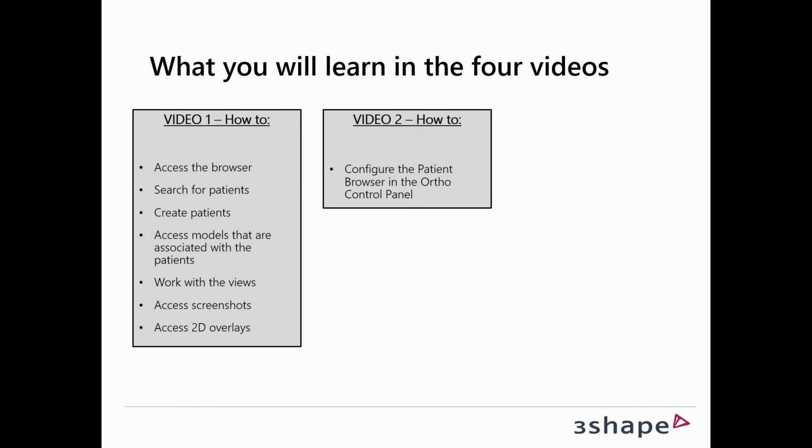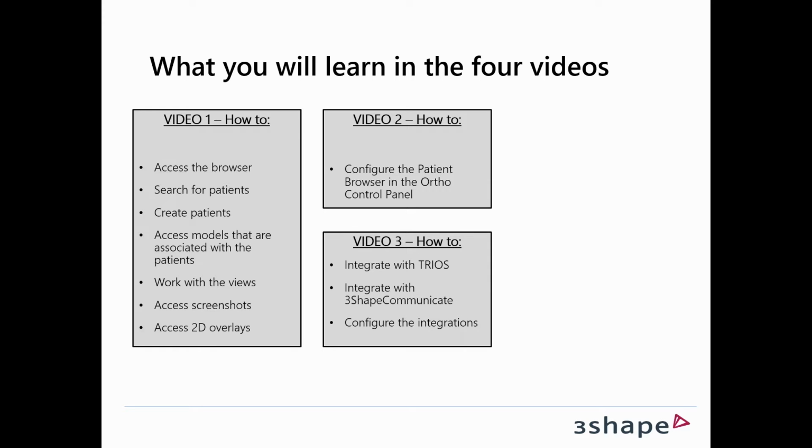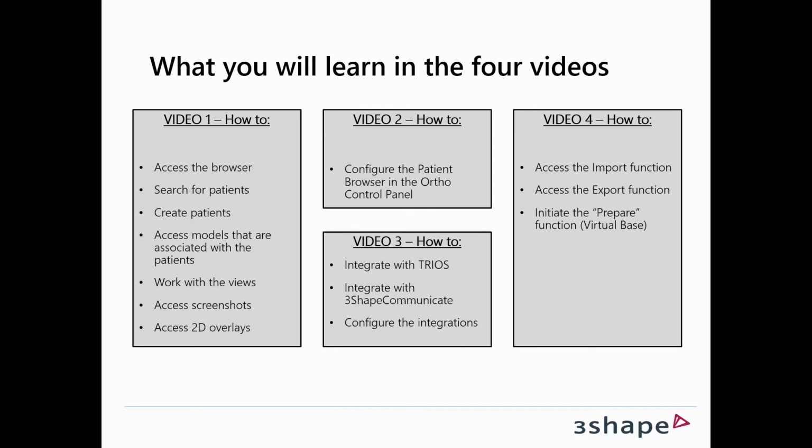The second video will show you how you configure the patient browser in the Ortho control panel. The third video will show you how you integrate with the Tria scanner and also with the 3Shape Communicate network, and also how you configure those integrations. And finally, the fourth video will show you how you access the import and export features, and also how you get access to the prepare function, allowing you to do a virtual base. So in total, 14 short how-to tips. But let's get started.